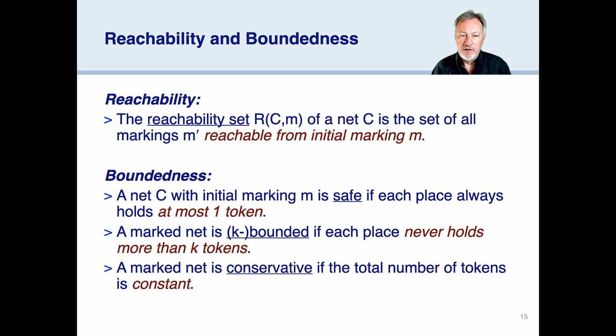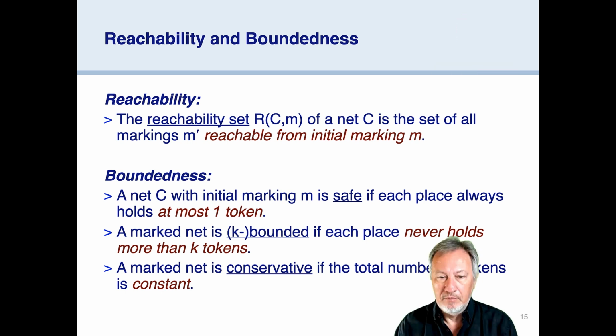Now there are some interesting properties of nets. A net that has an initial marking M is safe if every place holds at most 1 token. So that means it's bounded in a certain way. We can never have any more tokens than we have places. A marked net is K-bounded if each place never holds more than K tokens. So a safe net is simply a 1-bounded net. And a marked net is conservative if the total number of tokens is constant.